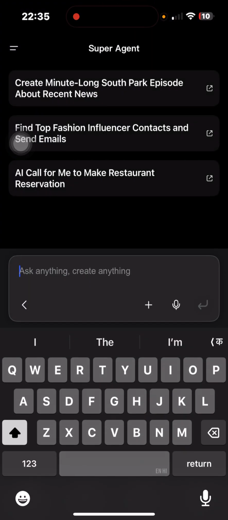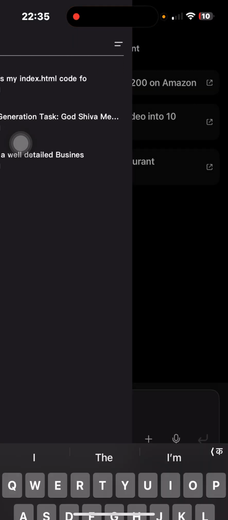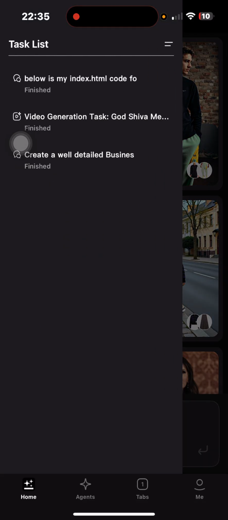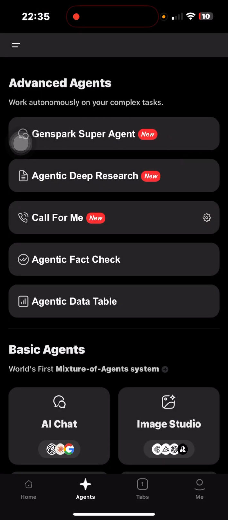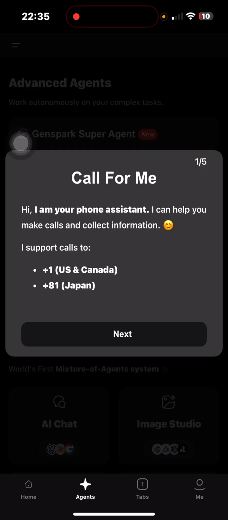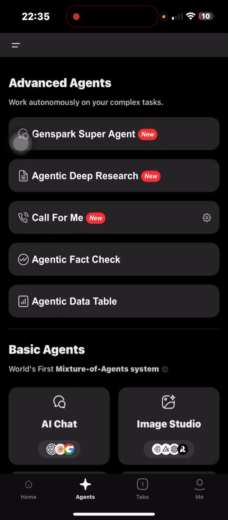Now, one of the things that made it special was this one, agents. Once you click on agents, you will see Genspark Super Agent, Agentic Deep Research, Call for Me. It's new, but again, it is limited for US, Canada, and Japan. Agentic Fact Check, Agentic Data Table. So you can do many things. Let's try quickly Agentic Fact Check.